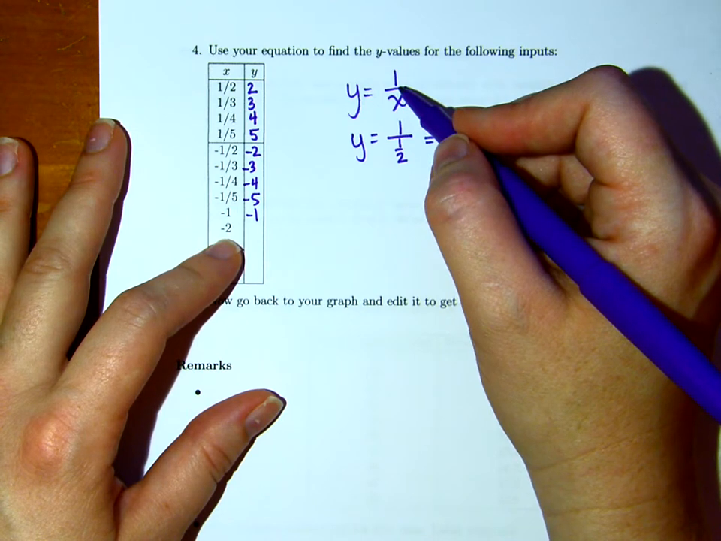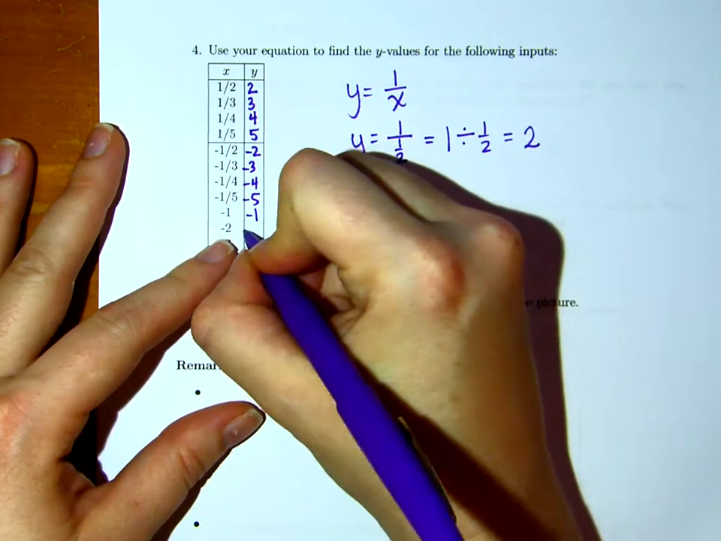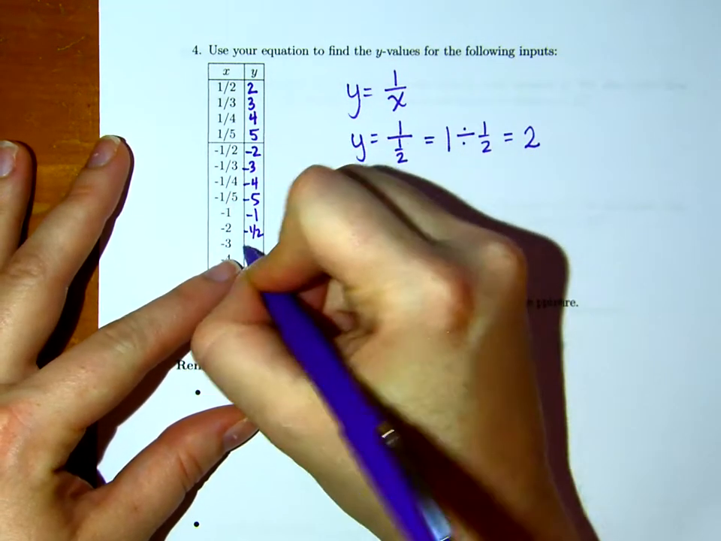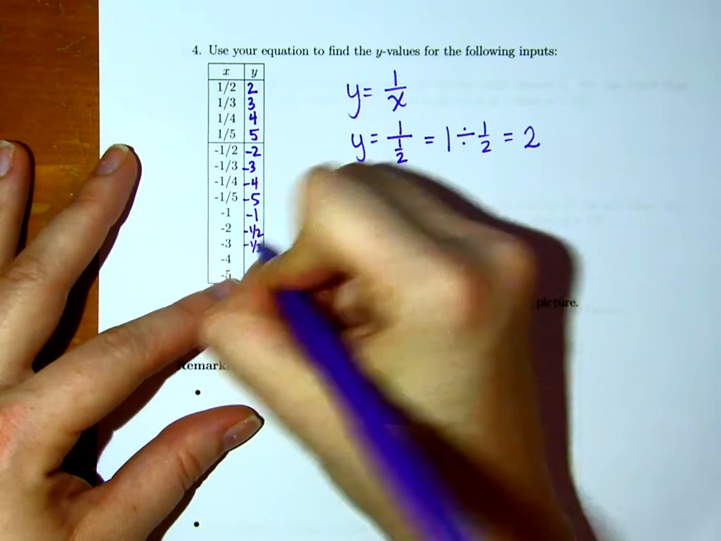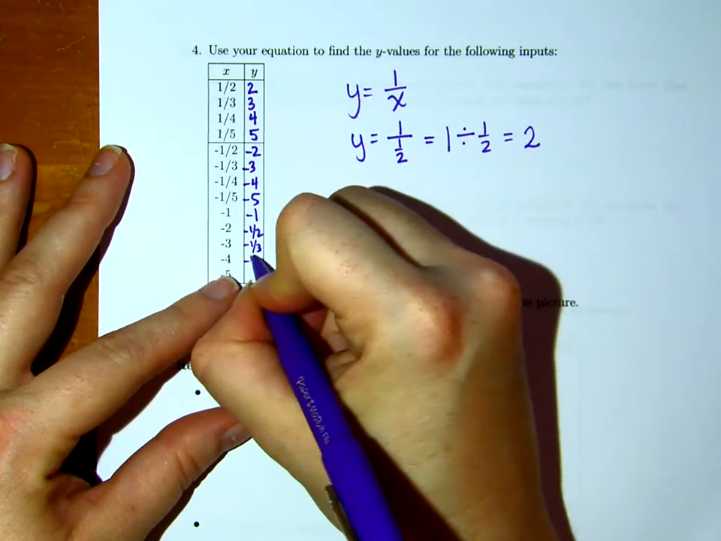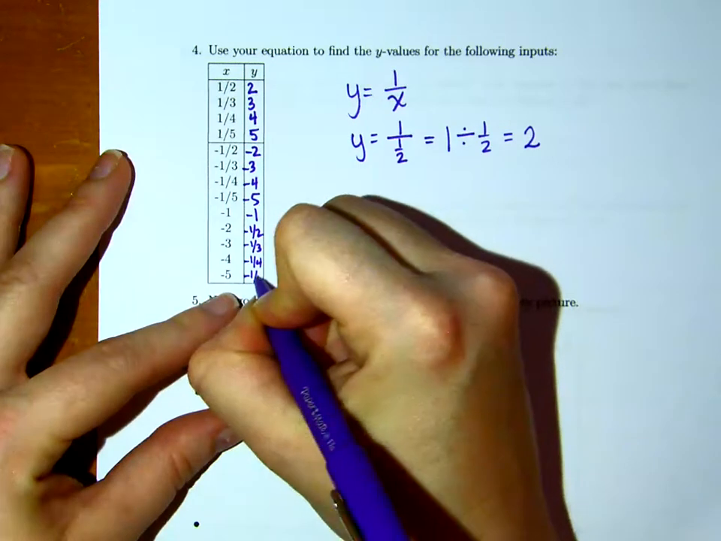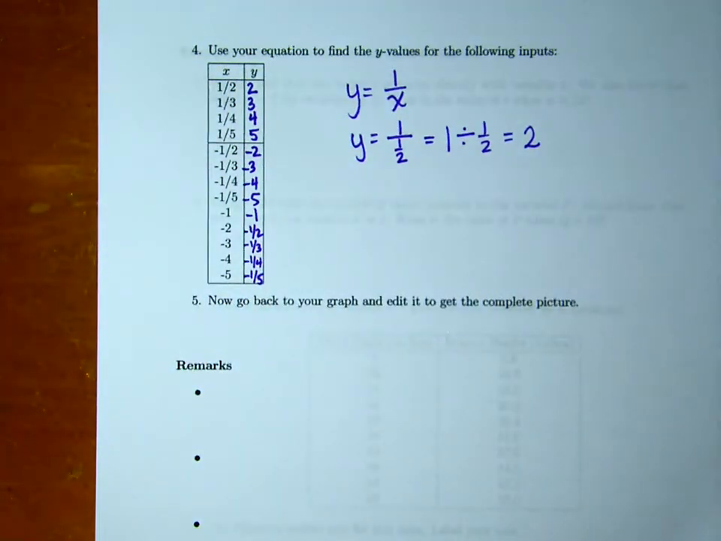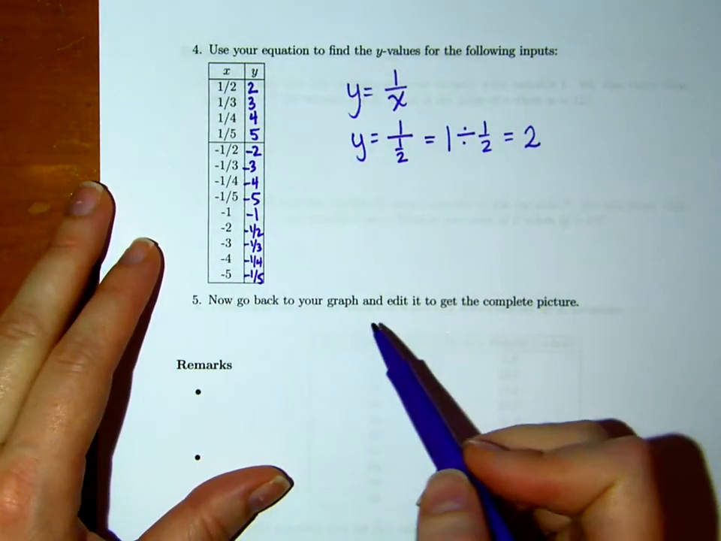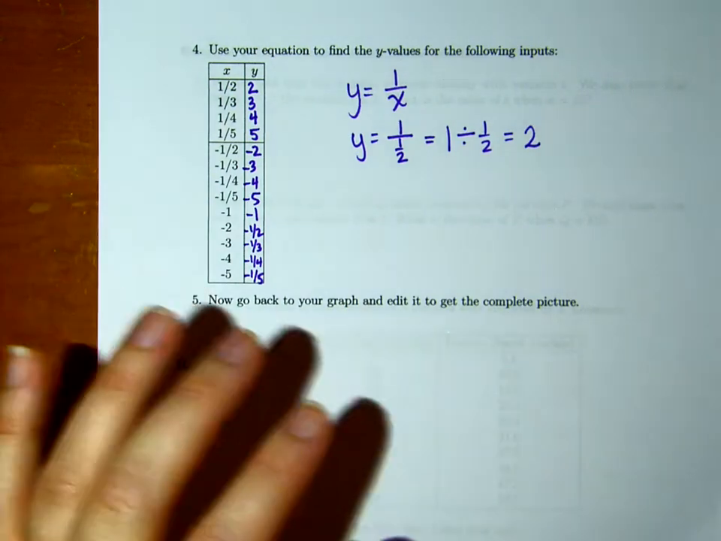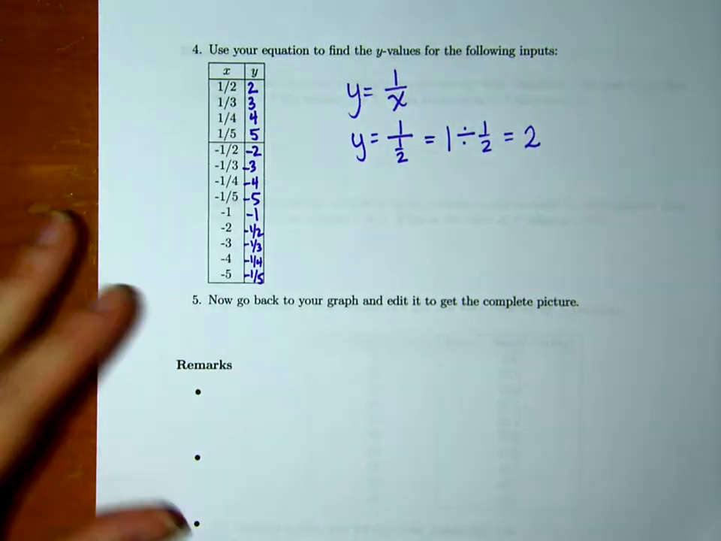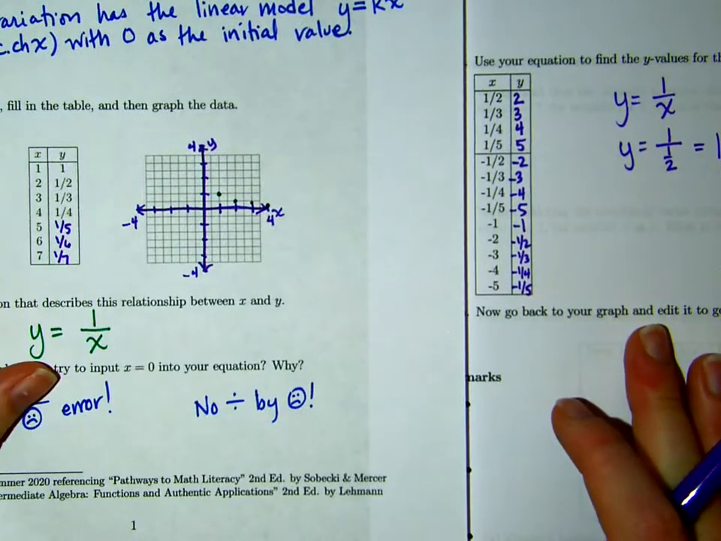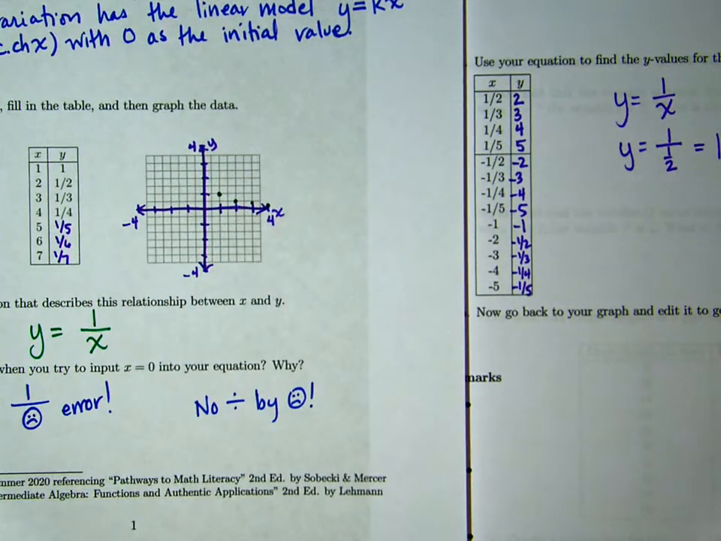So with x being 2, this would be -1/2. Divide it into thirds again. Take the opposite, -1/3, -1/4, and -1/5. Now go back to your graph and edit it to complete the picture. Okay, to find out what is happening. Let's find out what's happening there because we couldn't divide by 0.